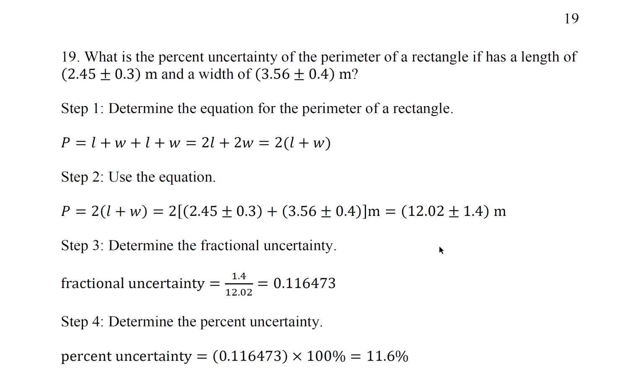Here are some word problems. What is the percent uncertainty of the perimeter of a rectangle if it has a length of 2.45 plus or minus 0.3 meters and a width of 3.56 plus or minus 0.4 meters? So, step 1, determine the equation for the perimeter of a rectangle. Step 2, use the equation. Step 3, determine the fractional uncertainty. Step 4, determine the percent uncertainty.